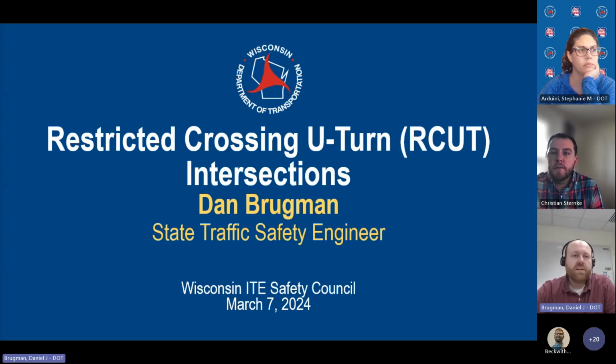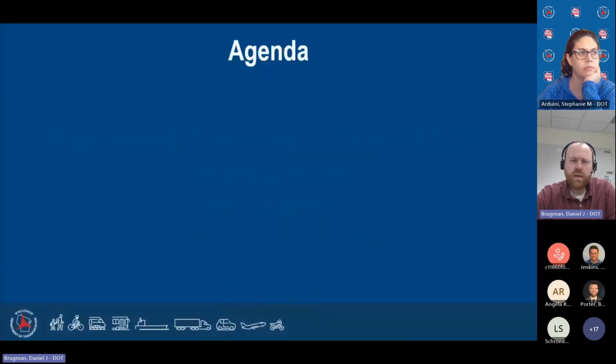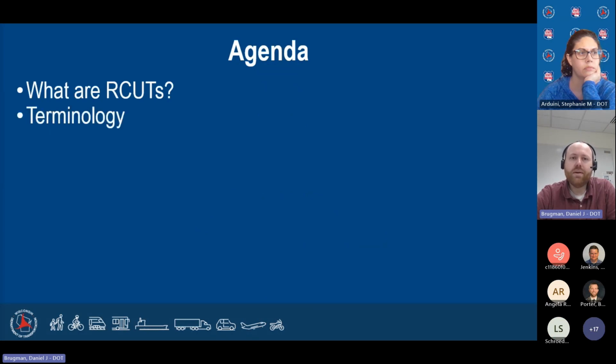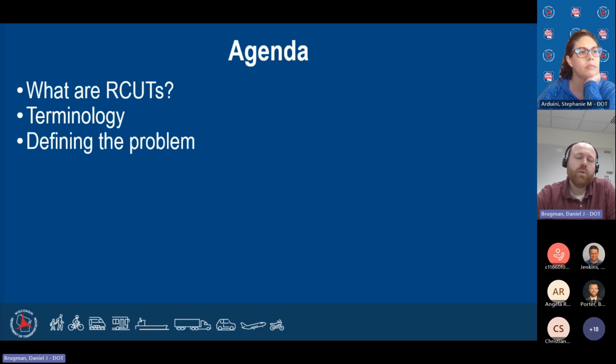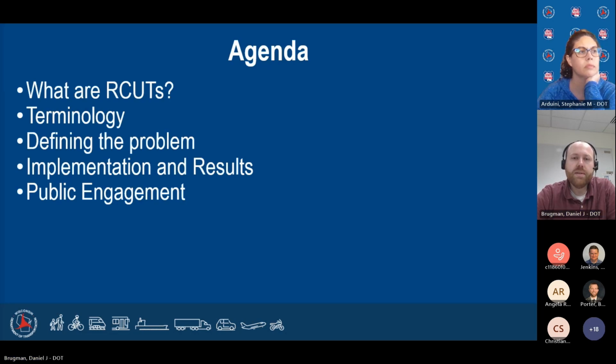So yeah, here today to talk about RCUTs, or restricted crossing U-turn intersections. Brief agenda here is what are RCUTs, some terminology, defining the problem and where they're being used, some implementation status and results that we're seeing here in Wisconsin, and some public involvement or public engagement opportunities and resources.